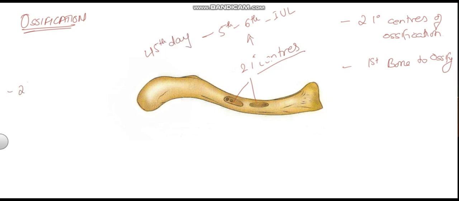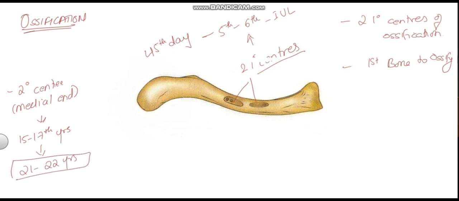The secondary center at the medial end appears at about 15 to 17 years and completes at about 21 to 22 years. Occasionally, there is a secondary center at the acromial end.